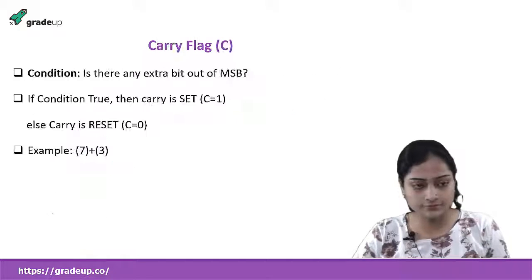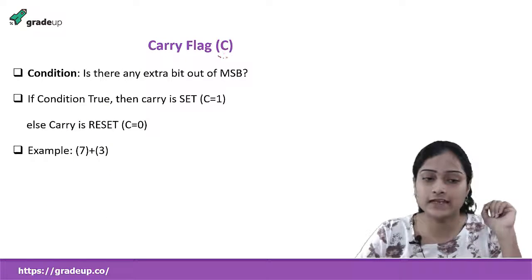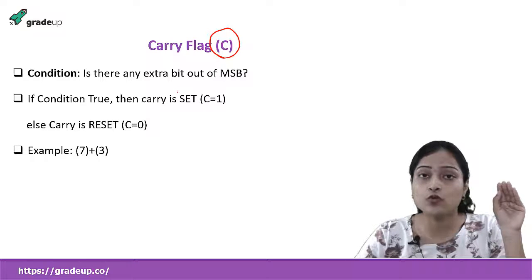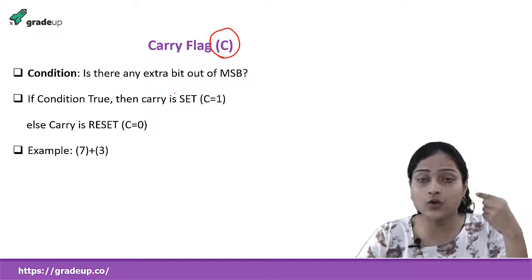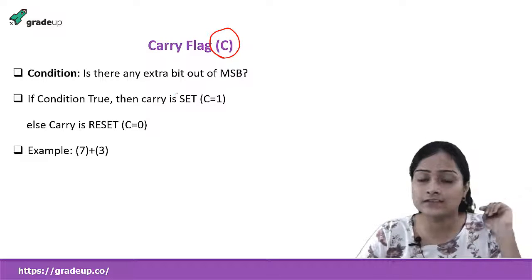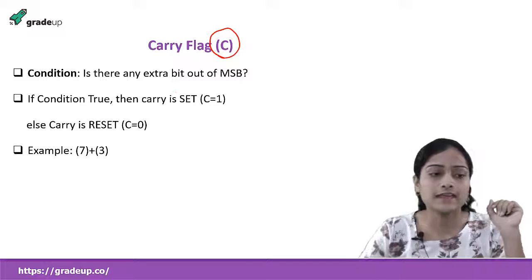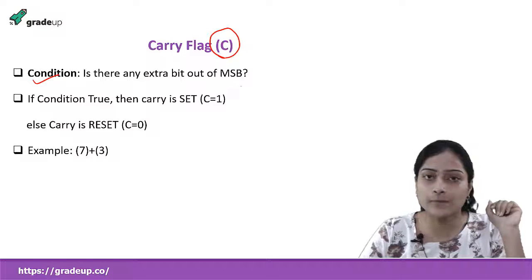First of all, we will see carry flag. I have represented this carry flag with C. This carry flag is going to hold the extra bit which is produced when you are going to perform some addition or subtraction operation. You are aware of this information. Let us make a quick glance at what this carry flag is actually doing. See, it will check for the condition: is there any extra bit out of MSB?